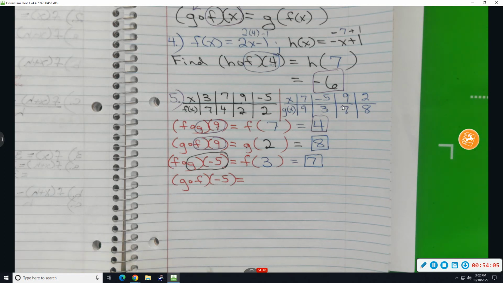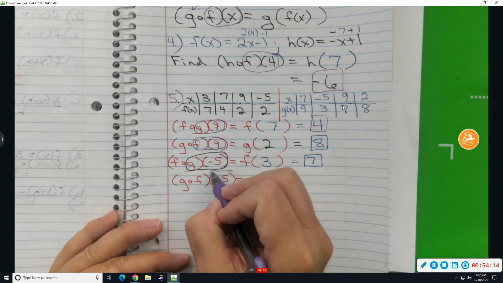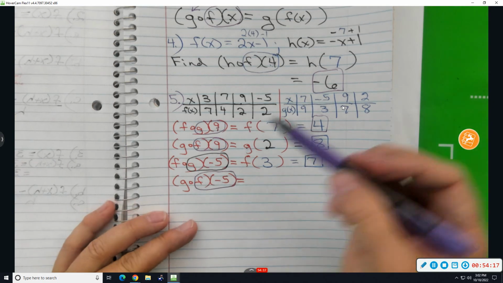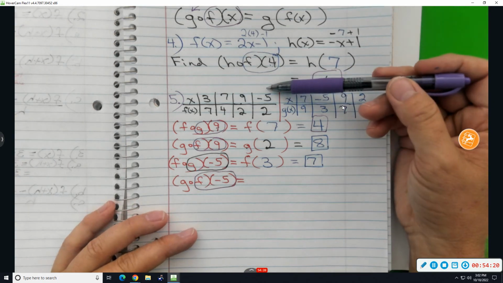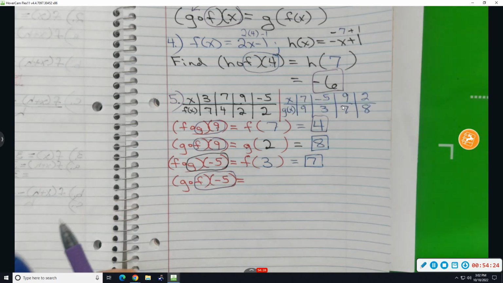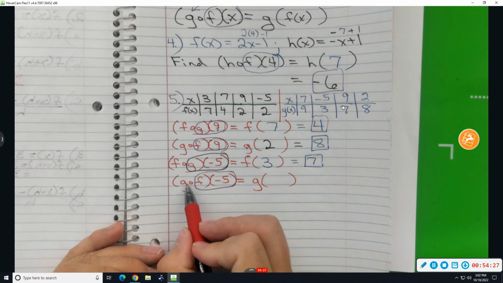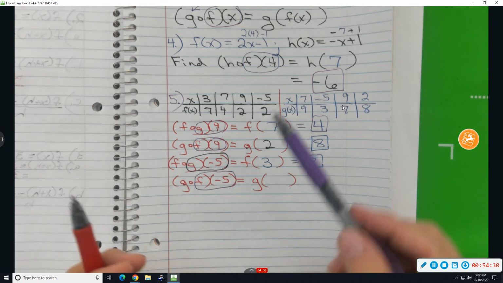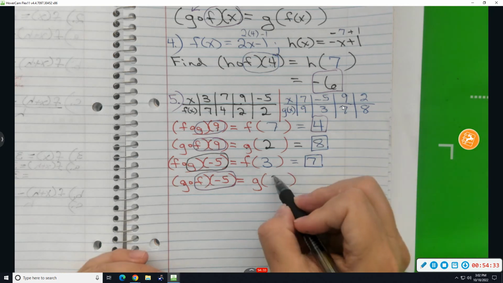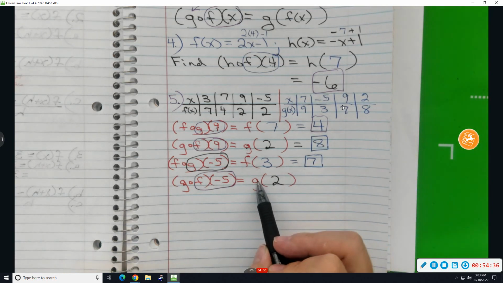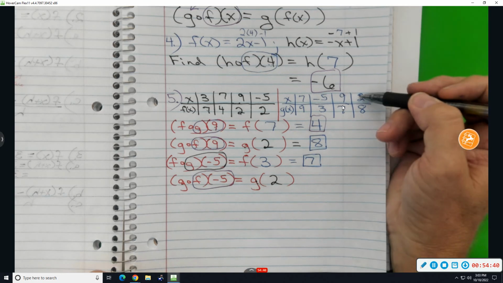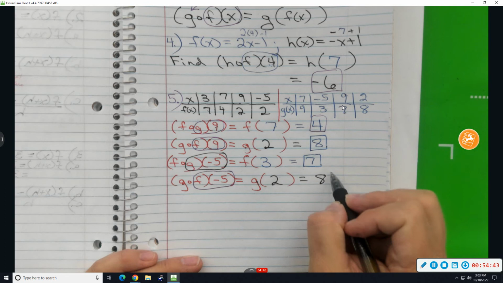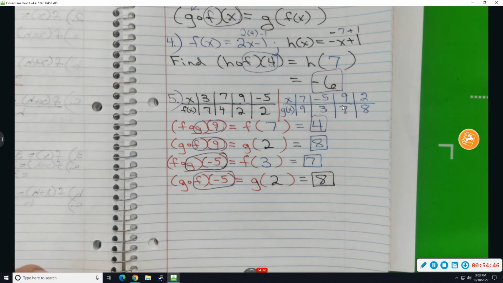One more. Which function are we going to use first in this one? Okay, so we're using the F table. F of negative 5. Go to the F table. Negative 5 is assigned to 2. So we now have G on the outside. G is still there. F of negative 5, y'all said was 2. Now we go to the G table. Using the function G, 2 is assigned to 8. I agree. Any questions?